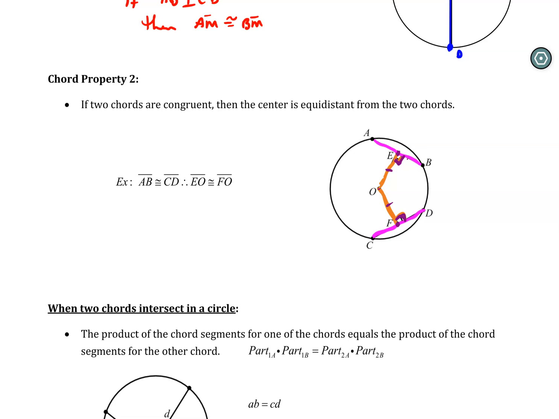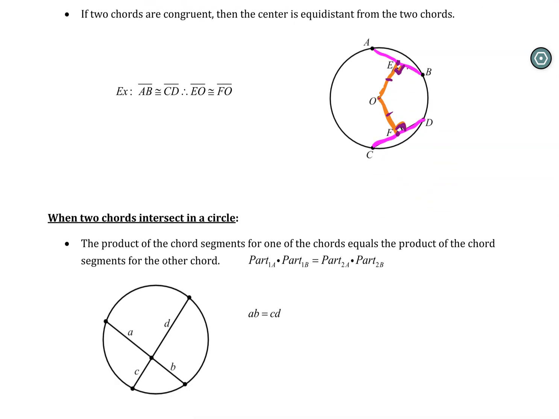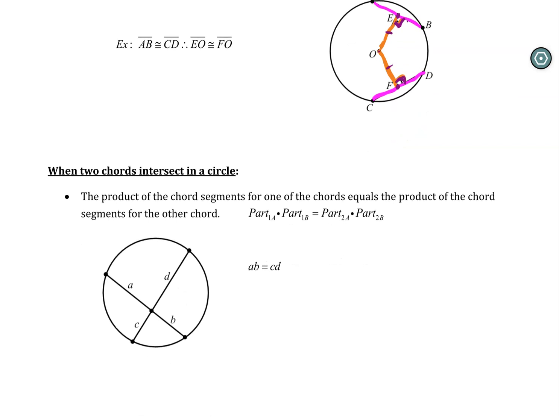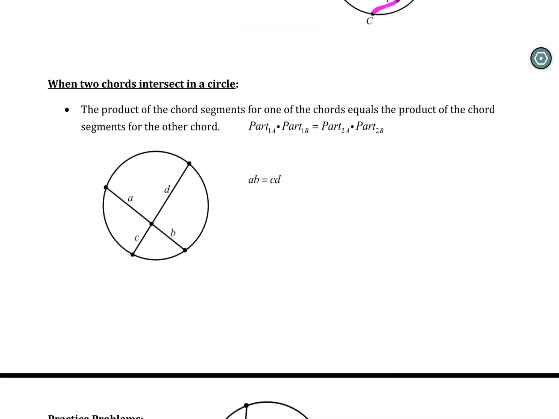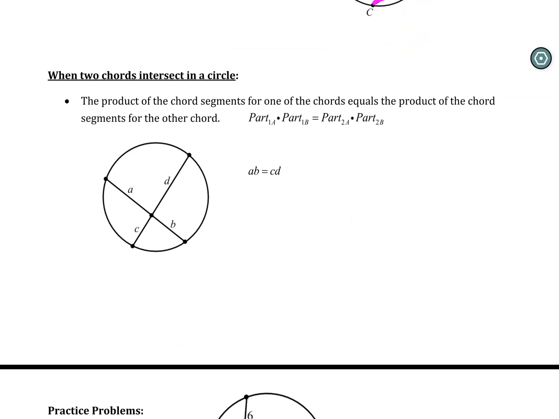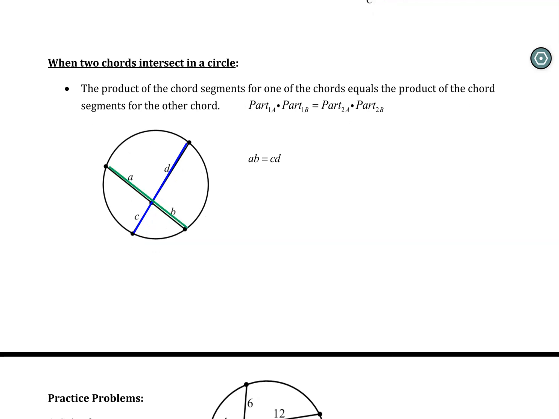Now, to me, one of the most important parts is this next one, and this is the application of chords. Like what happens when chords are interacting with each other. Just like how the secant lines and the tangent lines had special relationships when they started to intersect each other, chords have the same thing. So, in this one, and I'm going to highlight these again, I've got the blue chord and the green chord here.